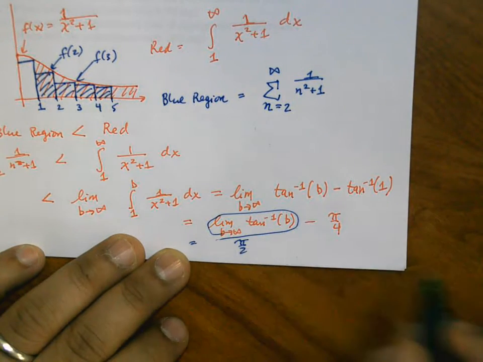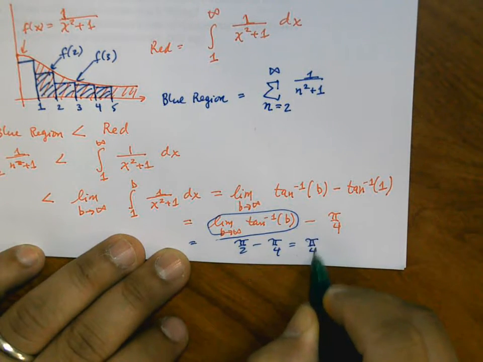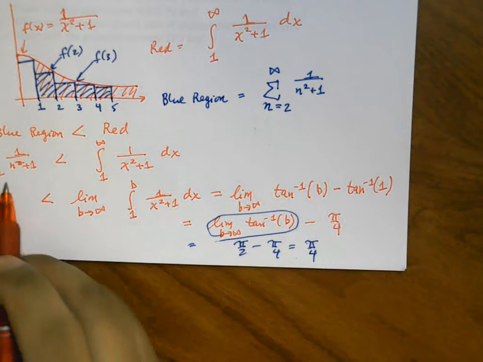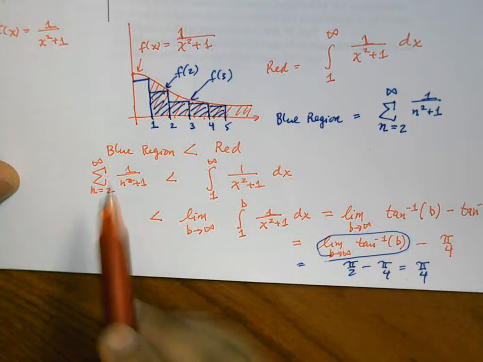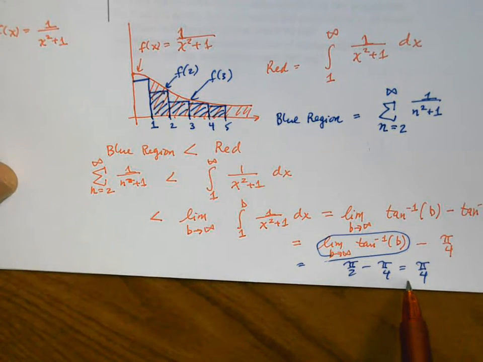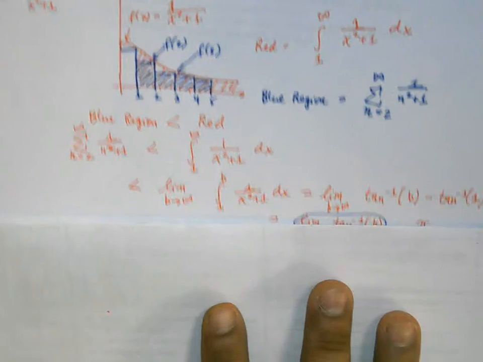This limit right here is just equal to pi over 2 minus pi over 4, which is equal to pi over 4. Okay. So let's get back to this, right? The blue region, or this particular series here, is less than pi over 4. Now let's use this fact to answer our original question, because we didn't actually answer the question that we were asked to answer yet.